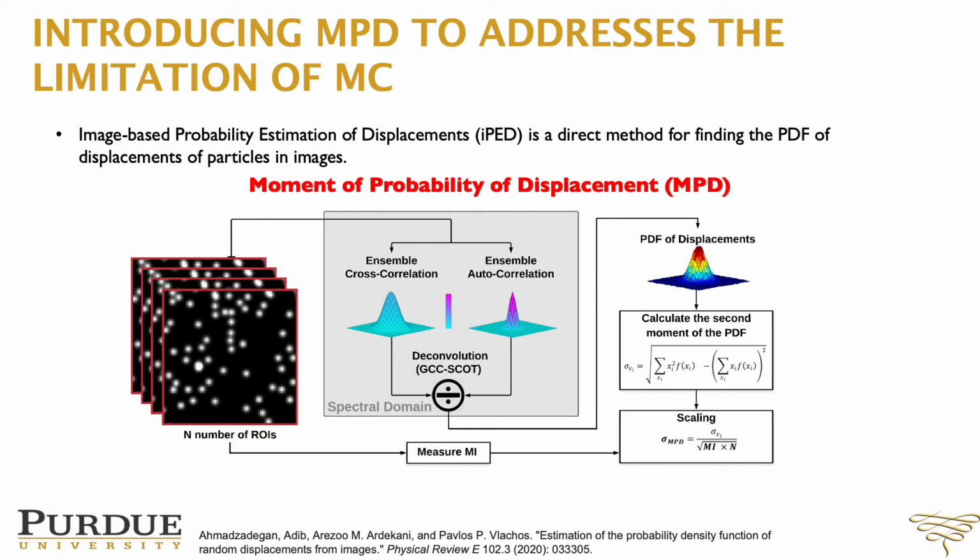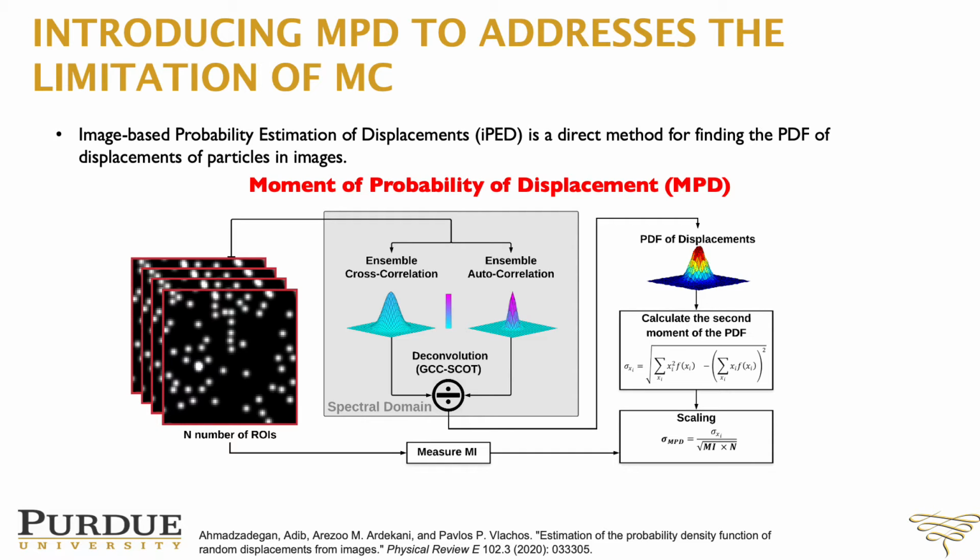To address the limitations of ensemble MC, we developed the method called moment of probability of displacement, or MPD. In this algorithm, we utilize a method called image-based probability estimation of displacement, or iPED, which is a direct approach to find the PDF using ensemble correlations without making any assumptions about the shape of the particle or the shape of the PDF. In short, this approach works by deconvolving the ensemble cross-correlation plane by the ensemble autocorrelation plane in the spectral domain.